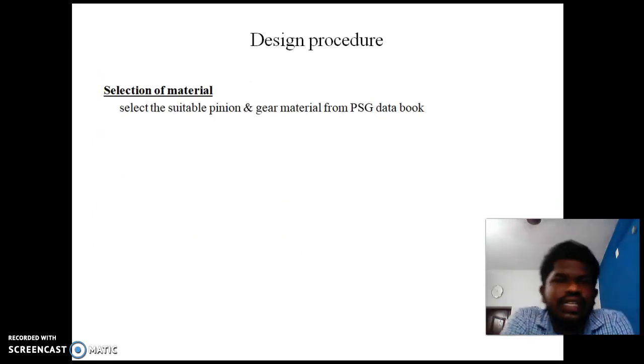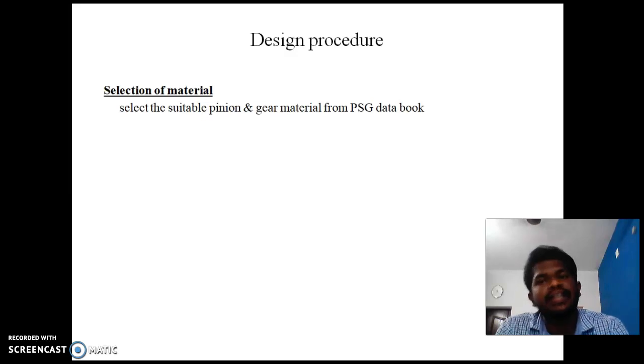Here we are going to see the design procedure. First, selection of material. In every problem, they mention the material of the gear and pinion. If they don't mention any material in the problem, we have to choose the material for pinion and gear on an assumption basis. We use the PSG data book. From the PSG data book, we can choose the material for pinion and the material for gear. The two materials may be the same or different.